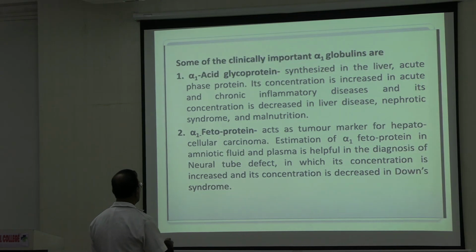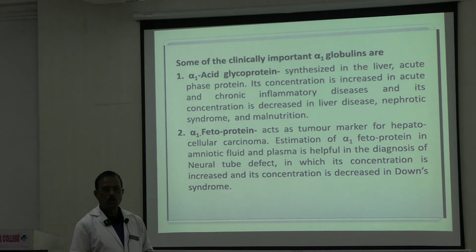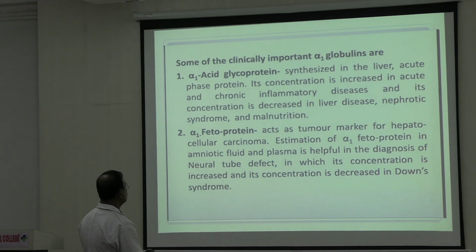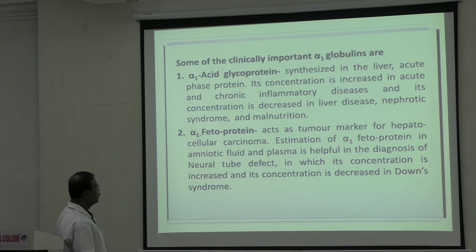Now here, some of the critically important alpha 1 globulins. Alpha 1 acid glycoprotein is synthesized in the liver. It is an acute phase protein, meaning in acute or chronic inflammation it will increase. Its concentration is increased in acute and chronic inflammatory disease, and decreased in liver disease, nephrotic syndrome, sorry, and malnutrition.